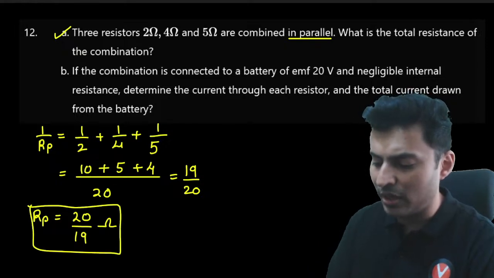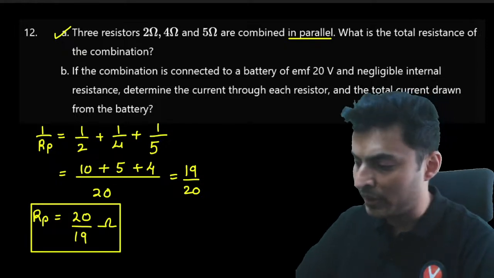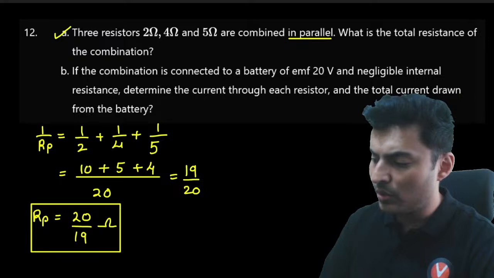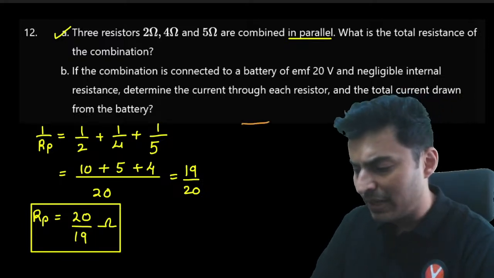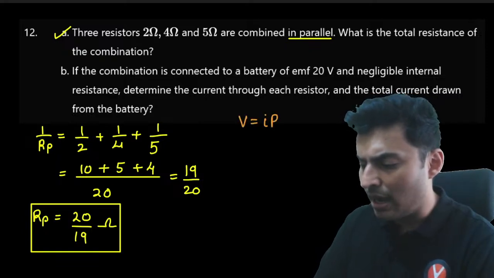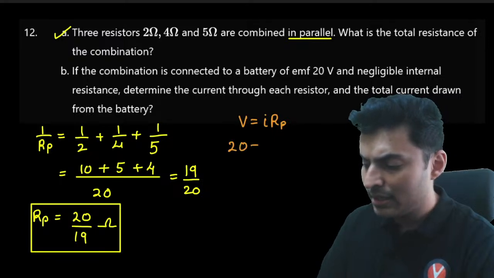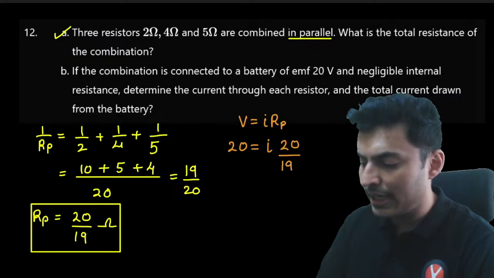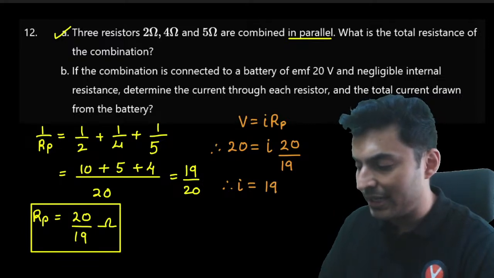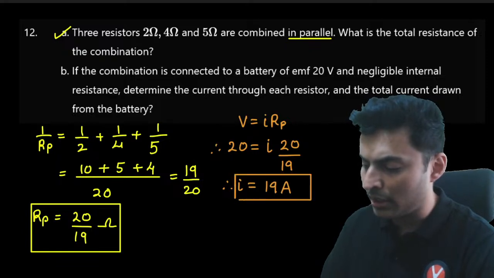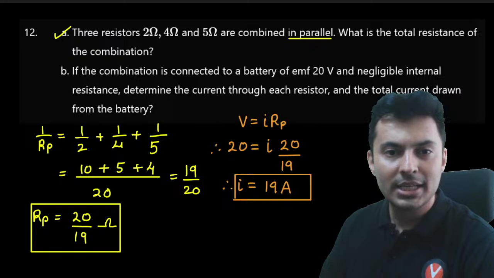Whenever you get an answer, block it. I will not block every time now, but you should know it. Second, if it is connected to a battery of negligible resistance, what is the total current drawn from the battery? It's better to use Ohm's law here. So V is equal to I Rp. Voltage is 20, current is I, which I don't know, resistance is 20 divided by 19. So what is the current, my dear warriors? 20 cancels. Current will be 19 amperes. You can block this also. So this is also done.